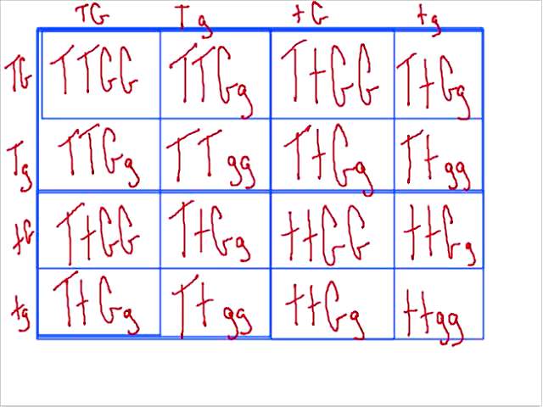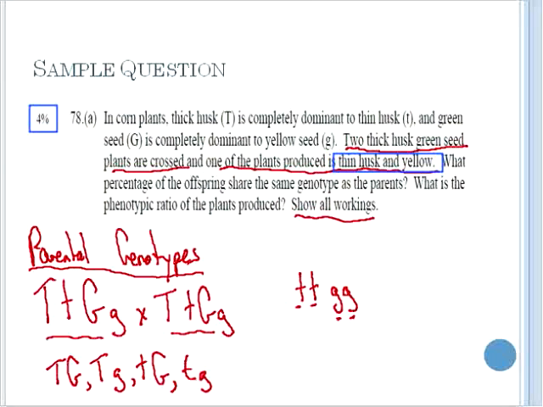This completes our square. Once you have completed the square, you then need to determine the genotypes and phenotypes of each of the offspring. What you're asked to find in this question is, what is the percentage of the offspring that share the same genotype as the parents? This would be worth 1 percentage point. So you're looking for those that are heterozygous for both traits.